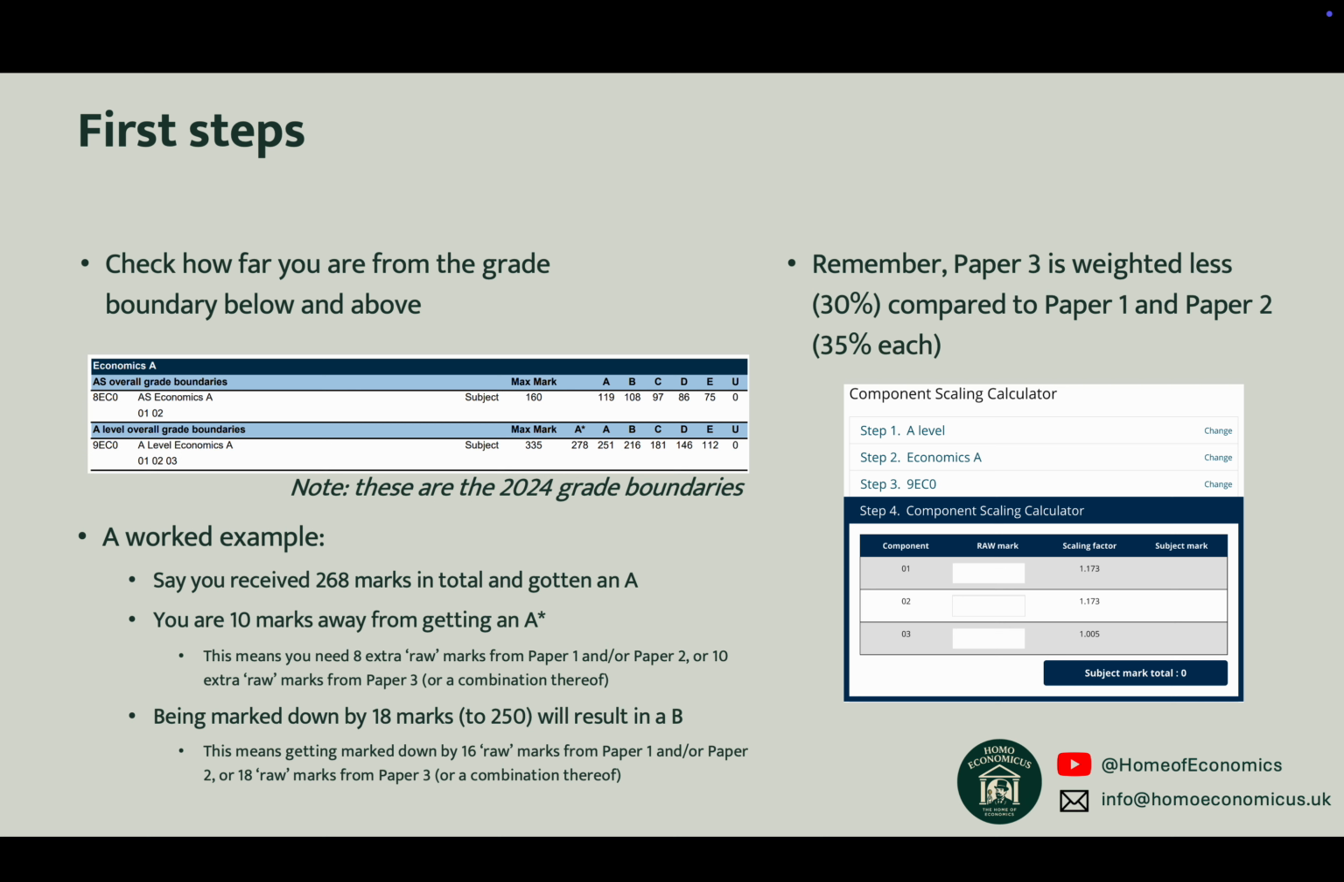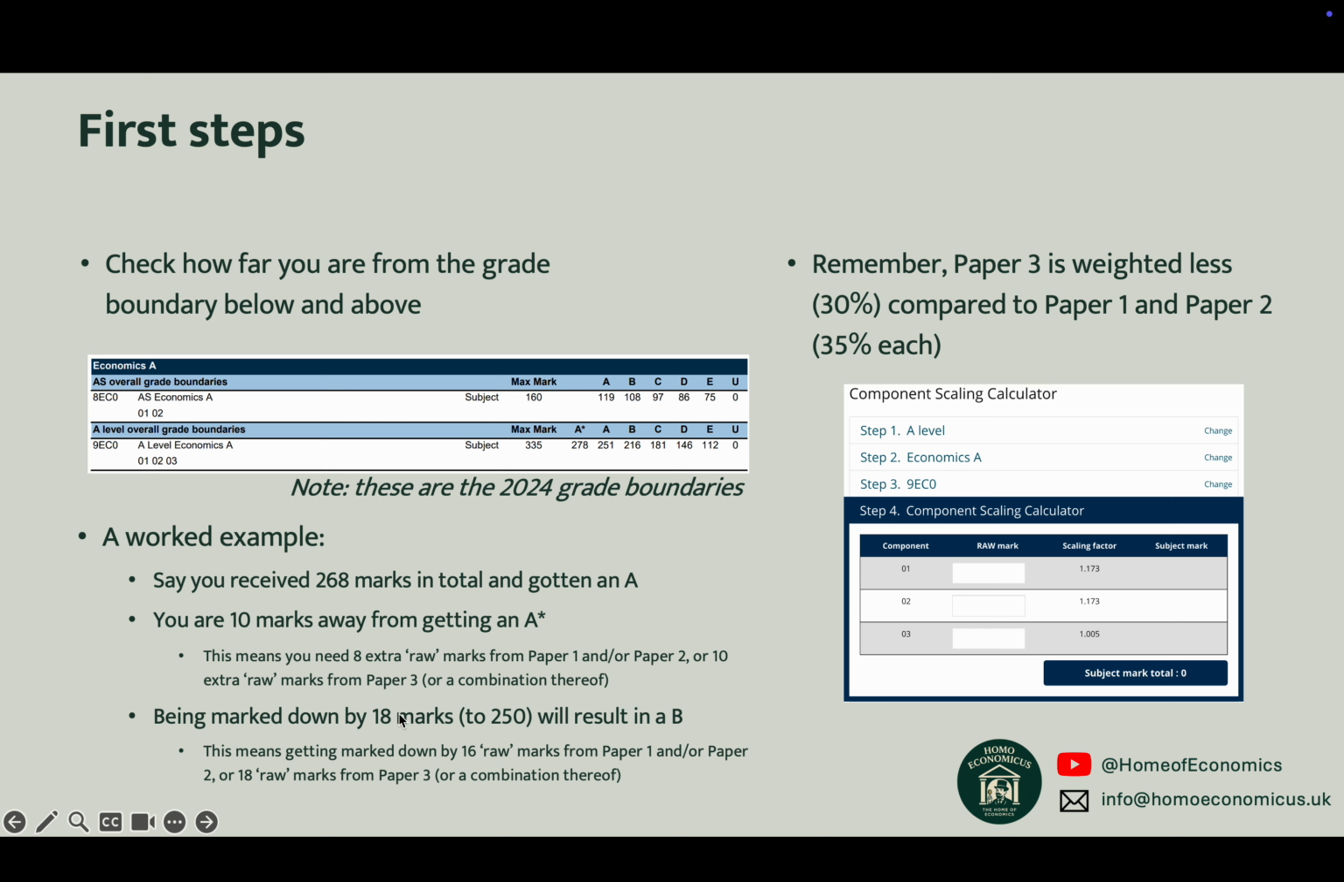So it's quite good to know this arithmetic and how it works. What I will say is that these scaling factors for all 3 papers are not that different from one, so you're not going to be that far off in terms of the actual number of marks that you need. You'll only be looking at a 1 or 2 mark difference between the scaled mark of the grade boundaries versus the raw mark.